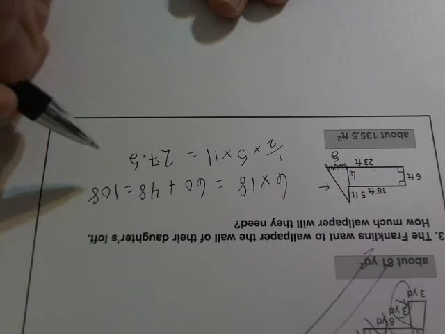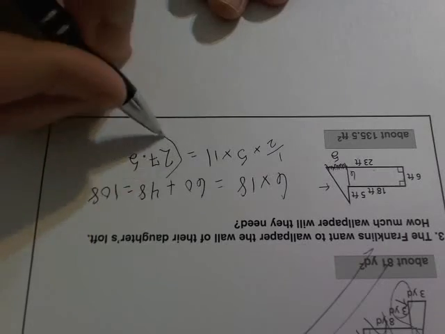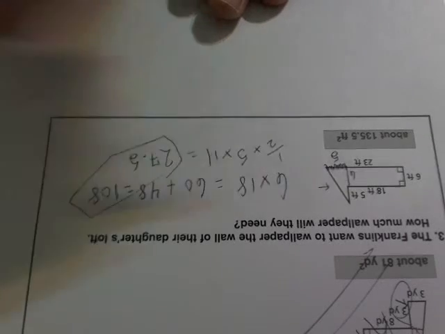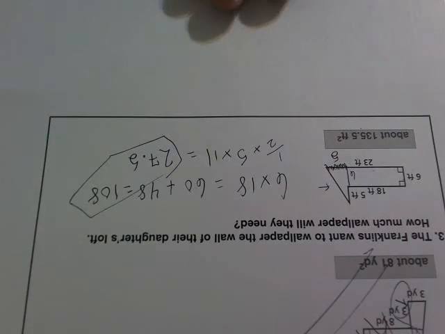So now to find the composite area here, I'm going to add these two guys up, and I end up with 135.5 square feet. It's going to take 135.5 square feet of wallpaper to cover the space.